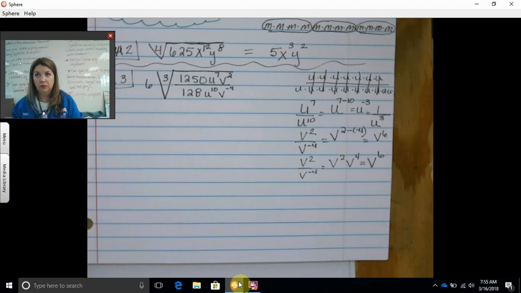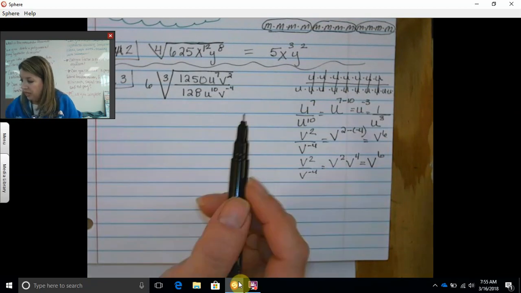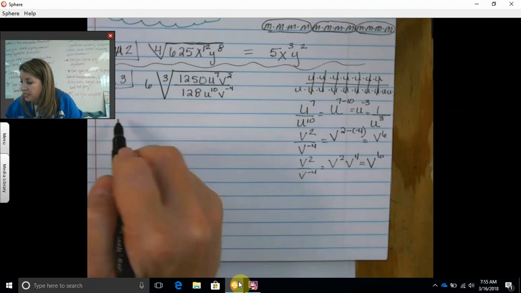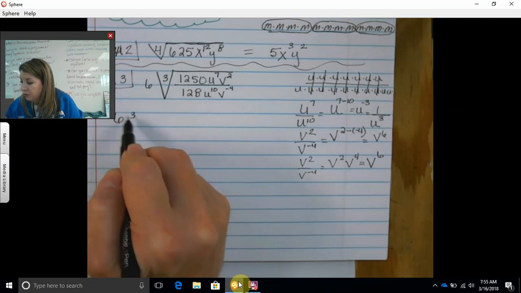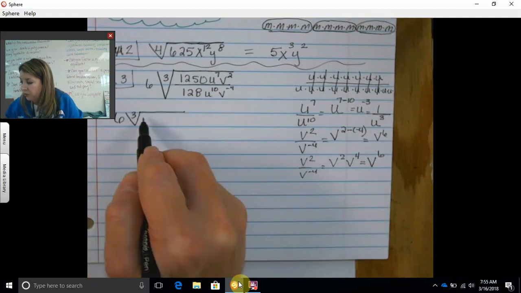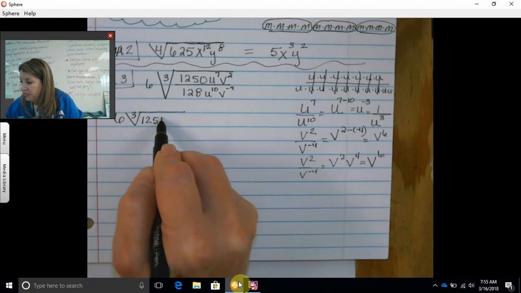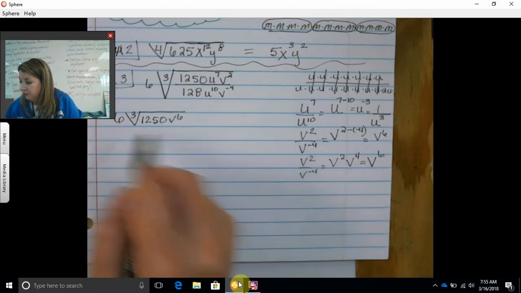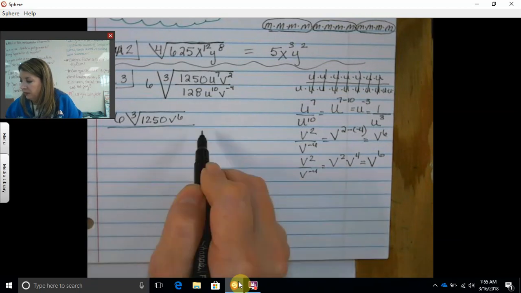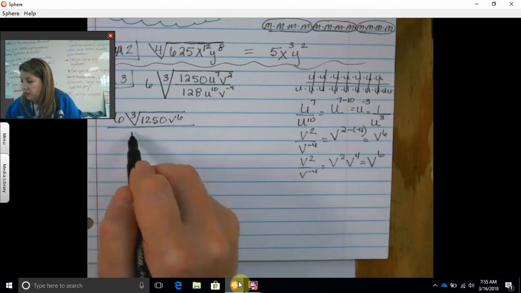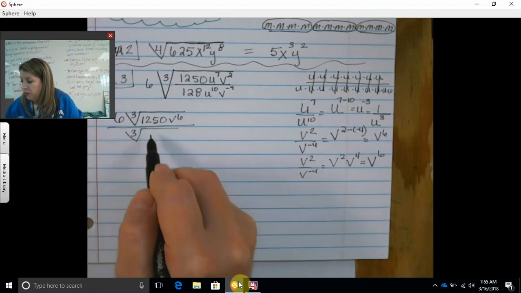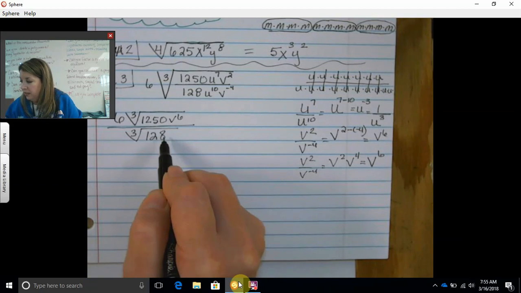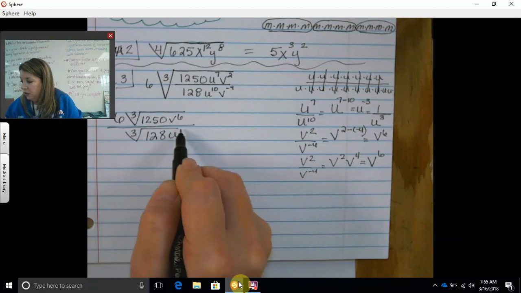Coolio? Okay. And I'm going to rewrite it like 6 times the cubed root. I'm going to write my radicals separately. 1,250 v to the 6th divided by the cubed root of 128 u cubed.